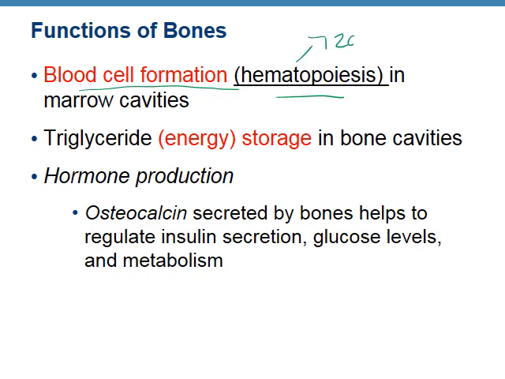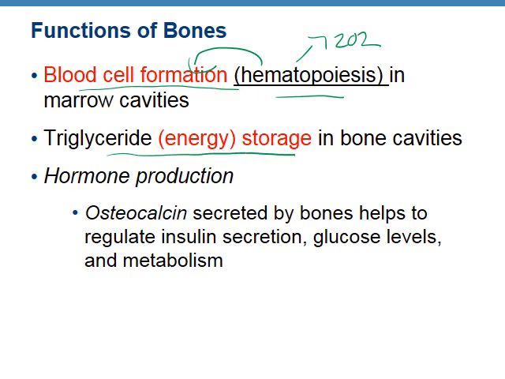You're going to learn more about this in 202 when you talk about blood and how we form erythrocytes and thrombocytes and leukocytes. But for right now, just be familiar with the term hematopoiesis. It has something to do with blood cell formation, and this happens in the marrow cavities of our bones.